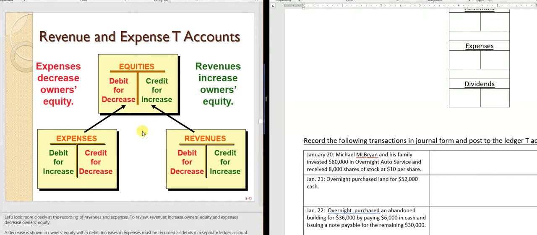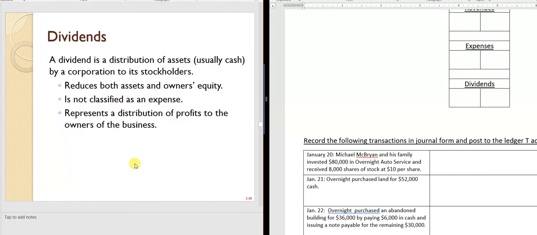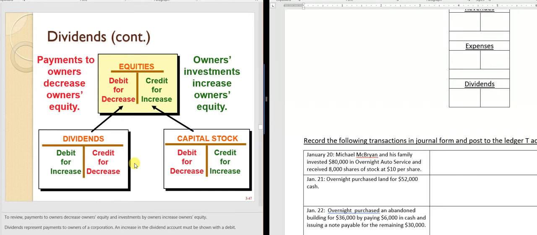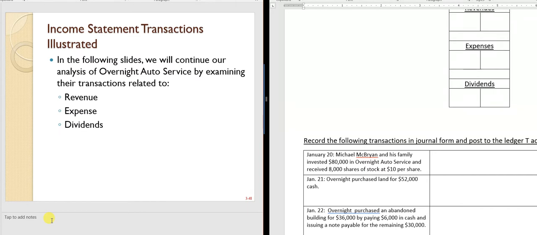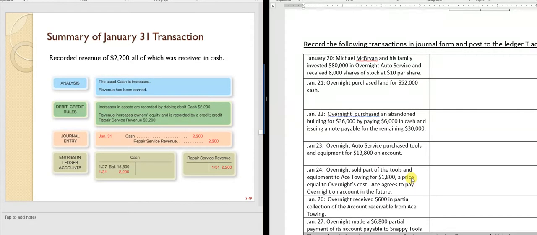And you can see how it flows into owner's equity there. Dividends reduce owner's equity of the business because you have it in your personal pocket, not in your ownership of the business. So dividends, you debit for increases, you credit for decreases. I usually just put a check mark on that. Okay, so now we're going to do some of our income statement transactions.